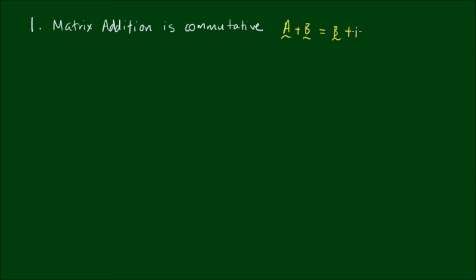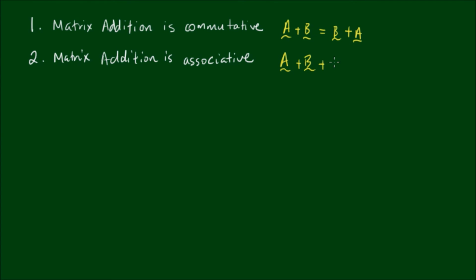Okay, so before we finish this video, let's establish some laws for matrix addition and matrix scalar multiplication. Law number 1, matrix addition is commutative, which means matrix A plus matrix B is equal to matrix B plus matrix A. Law number 2, matrix addition is associative, which means for matrix A plus matrix B plus matrix C, I can group any of these together and get the same result.